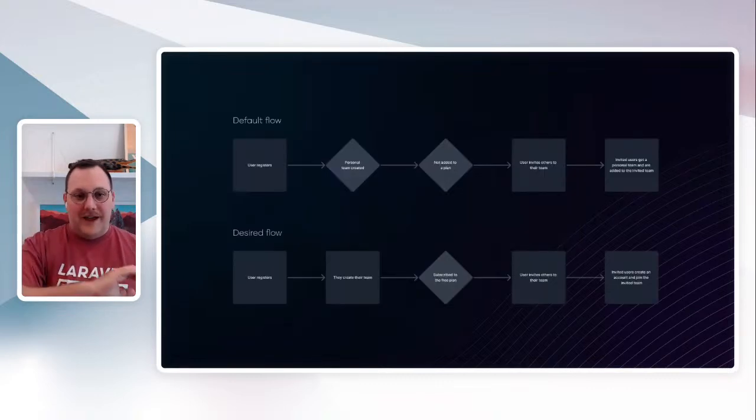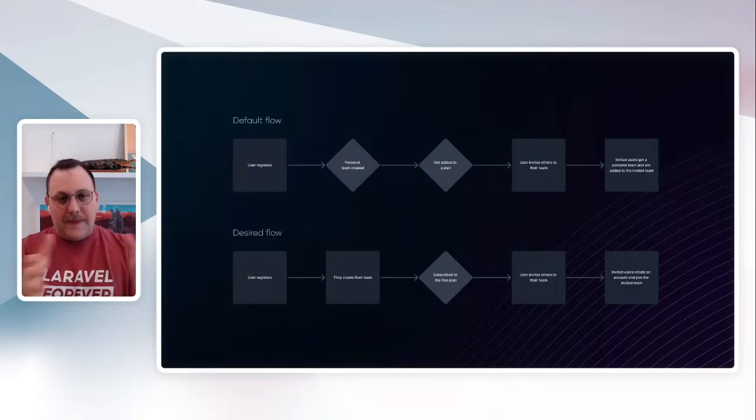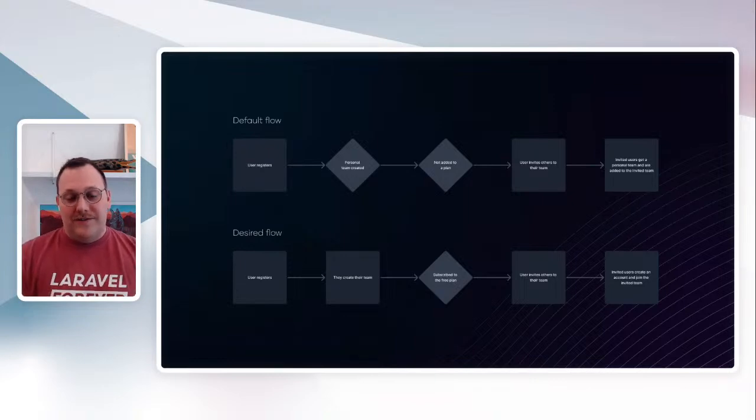But I think it helps to see a little bit what is the default flow. So where are we starting from? And then where do we want to get to? Like how are we going to be customizing this experience? And so by default with Spark and JetStream, the way it works is a user registers for our application. A personal team is then created. They're not added to any plans on the backend. That subscription comes back as null.